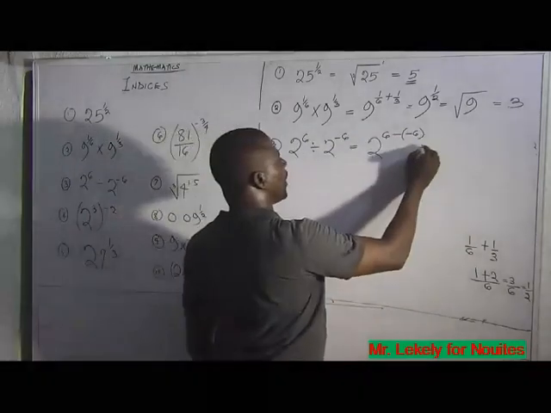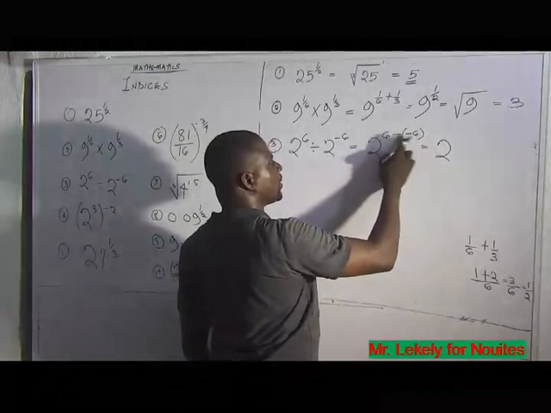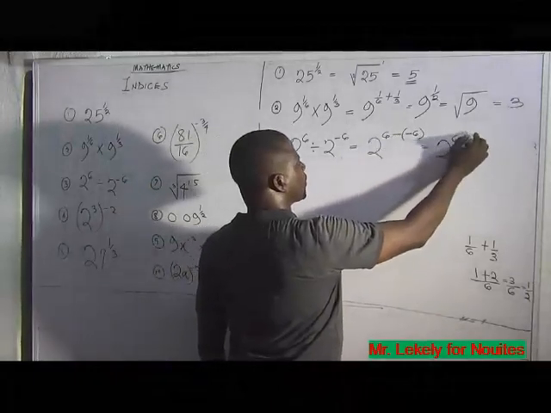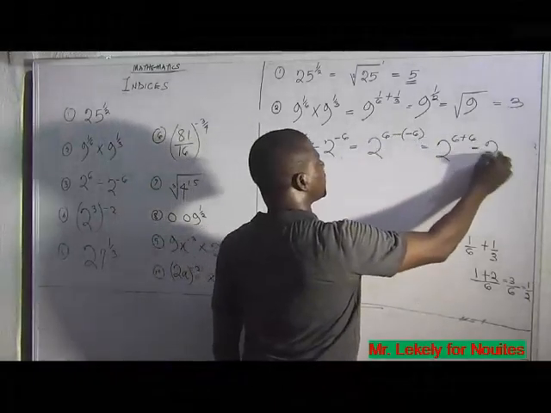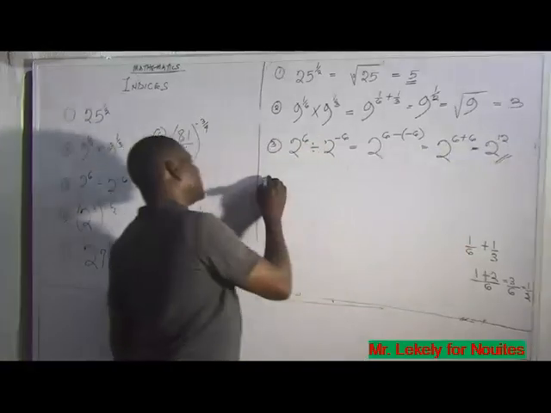So you are going to have 2, then minus times minus, bracket means times, minus times minus is plus. So you have 6 plus 6, and that becomes 2 raised to power what? 12.